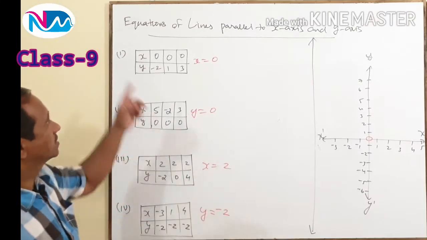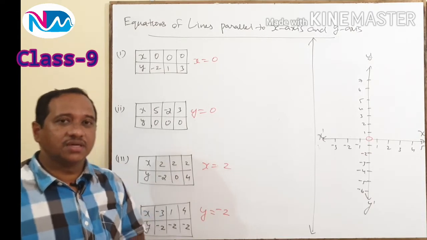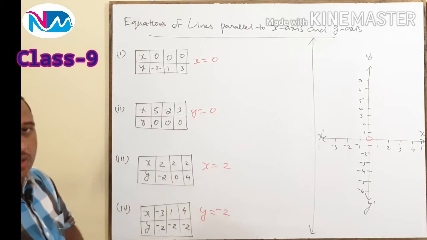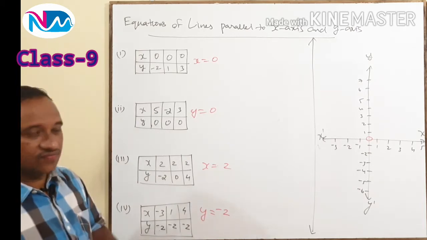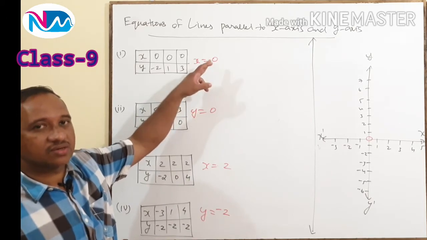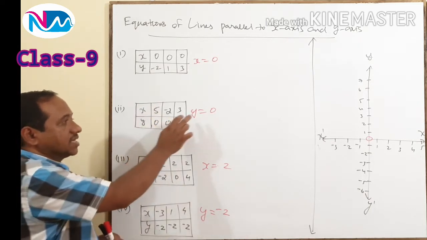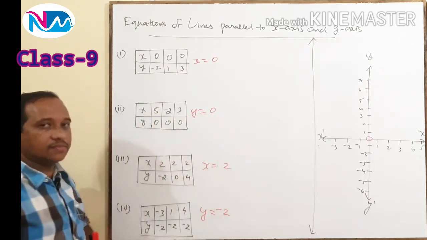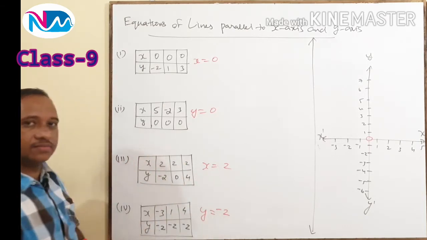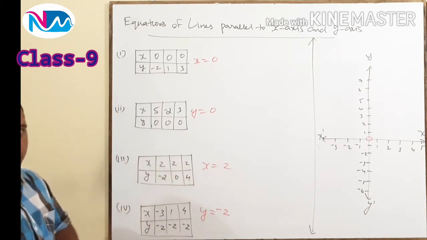The next topic is equations of lines parallel to the x-axis and y-axis. So for that I have made a few tables with a few values of x and y. In the first table you can see x is kept at 0, that is constant in all the columns. In the second table I kept y equal to 0 everywhere. In the third table I kept x equal to 2 everywhere. And in the fourth table I kept y equal to minus 2 everywhere.